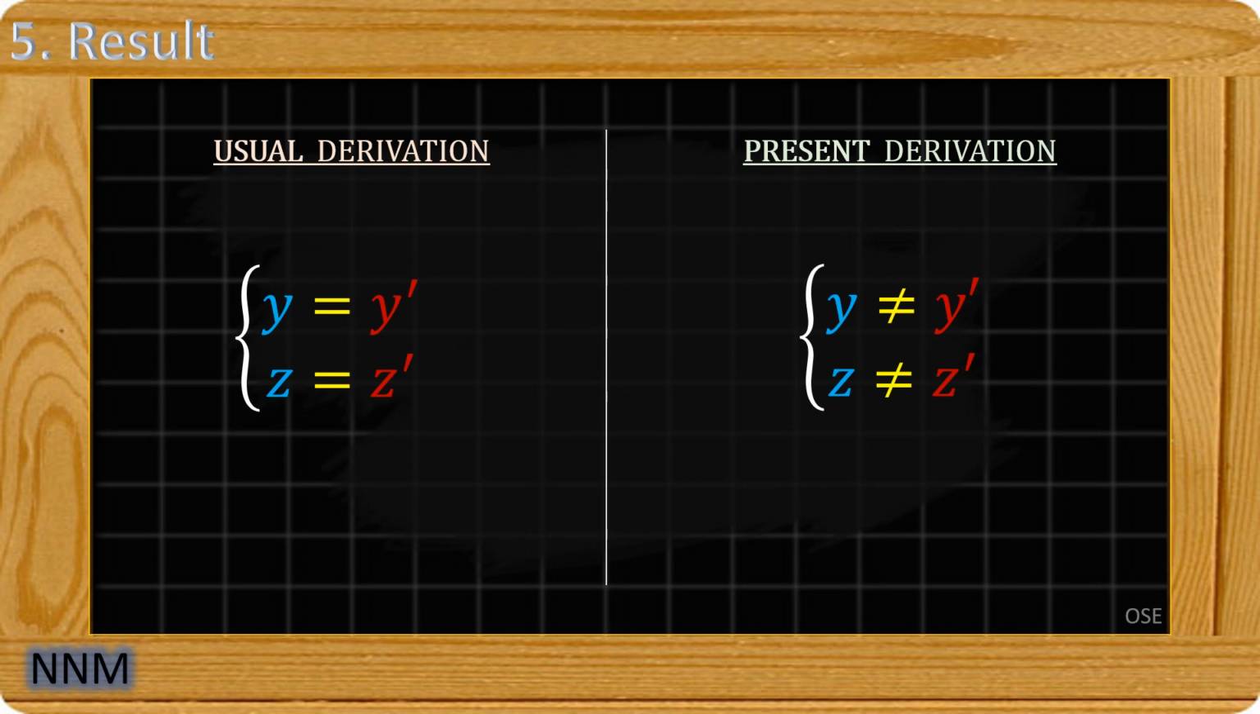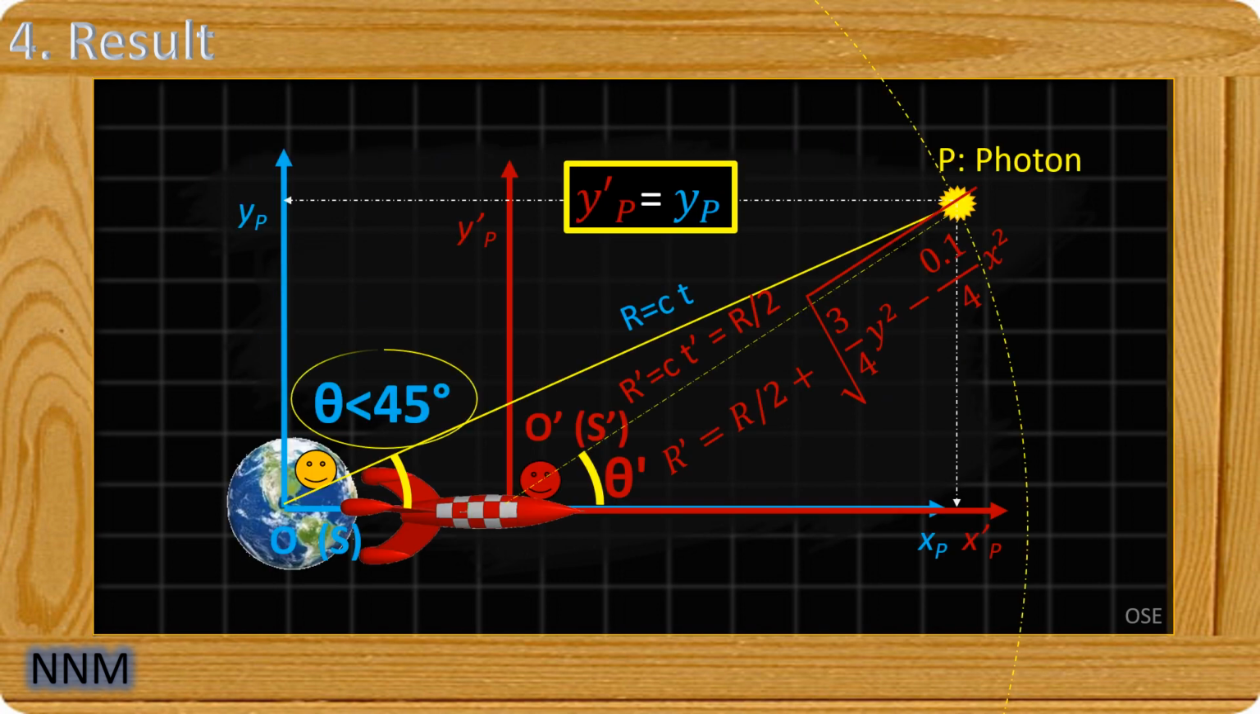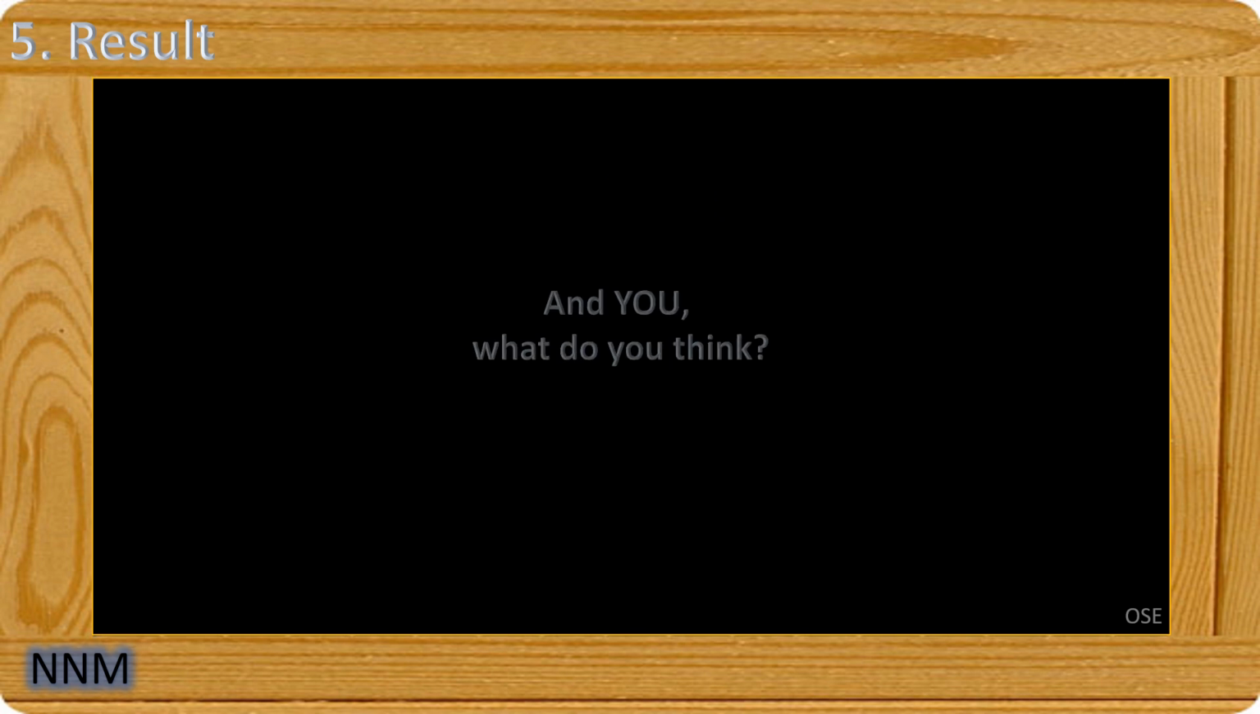This is because, on the one hand, the calculation is impossible for large theta angles. On the other hand, for small angles, the direct calculation of the radius of the light sphere is not consistent with the calculation in Cartesian coordinates. And you, what do you think?